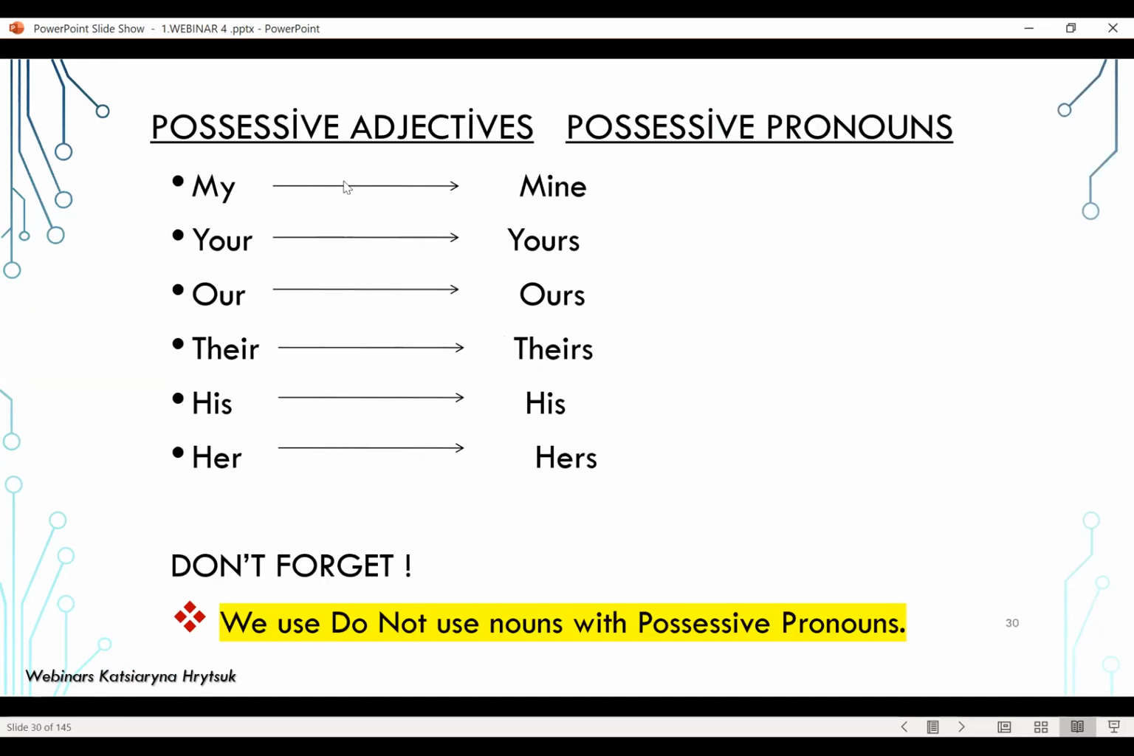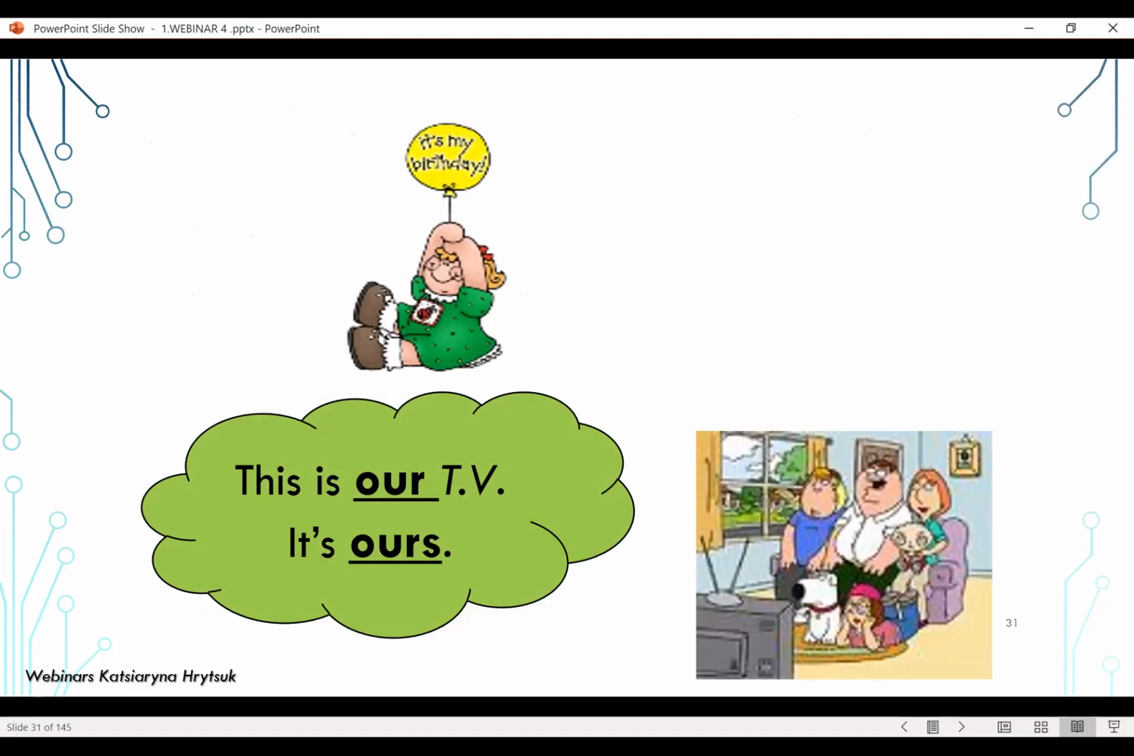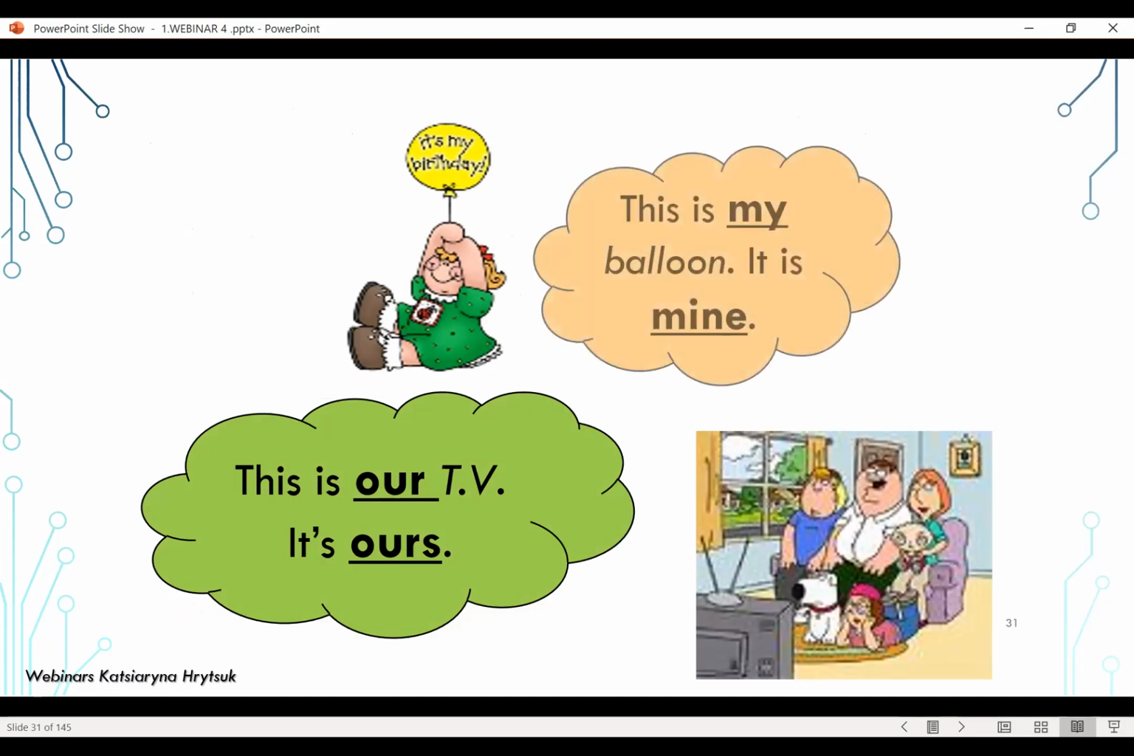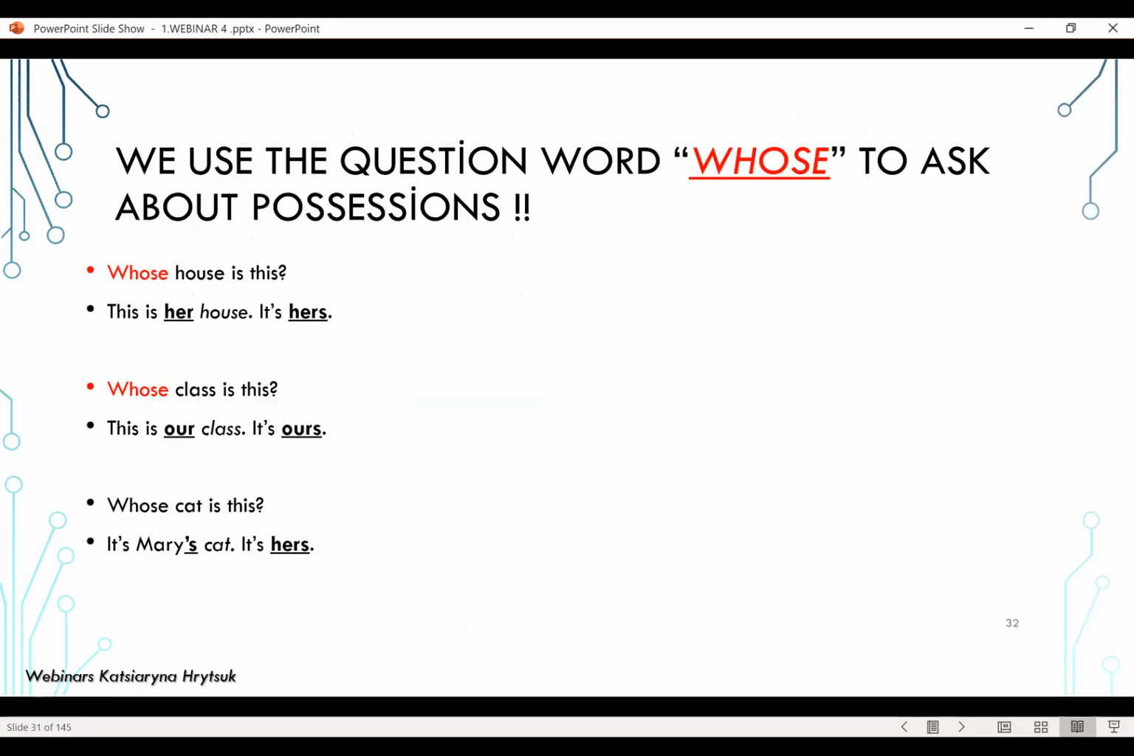Possessive adjectives, my book, your book, and possessive pronouns. We don't use nouns with possessive pronouns. And as you see, almost each of them has S, but not mine. Okay? So, example, please. Let's go, Emilia. This is our TV. It's ours. Okay? Next, Zhenya. This is my balloon. It's mine. So we use the question whose about possession.